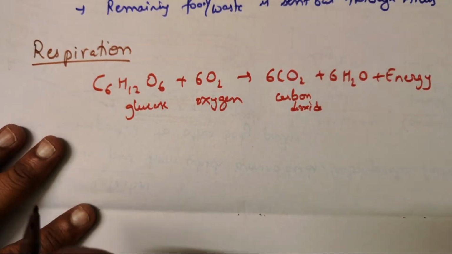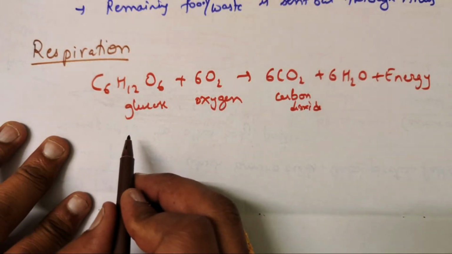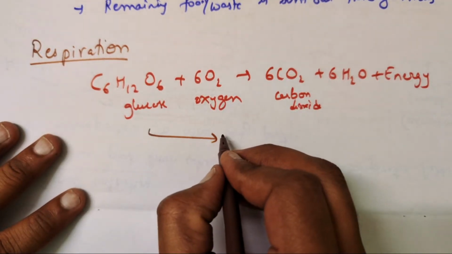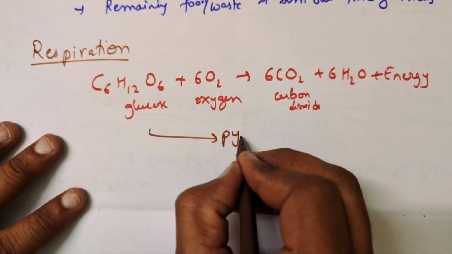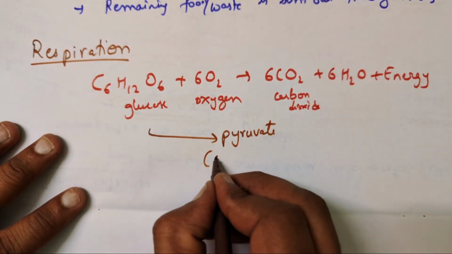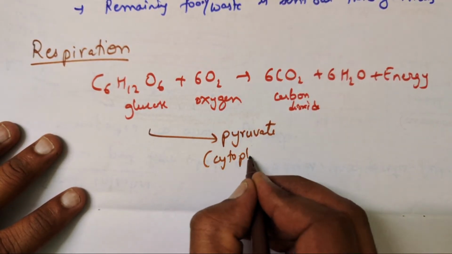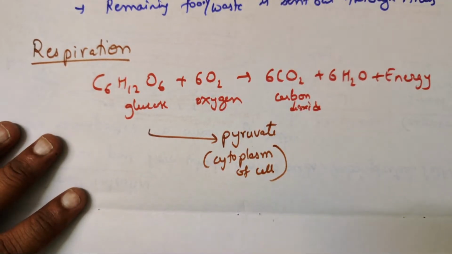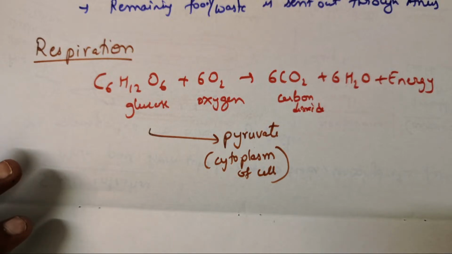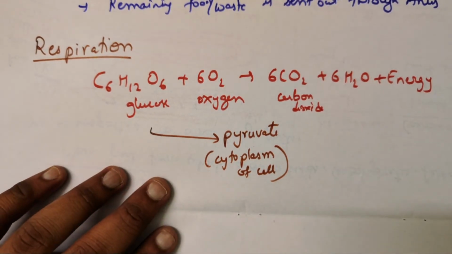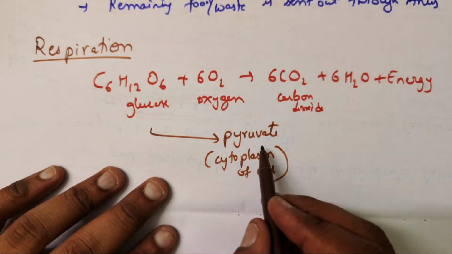First, the glucose will be converted into pyruvate, and this is happening in the cytoplasm of the cell. As the body contains a large number of cells, each cell has a cytoplasm. So the cytoplasm converts the glucose into pyruvate, that is, a 3 carbon molecule.